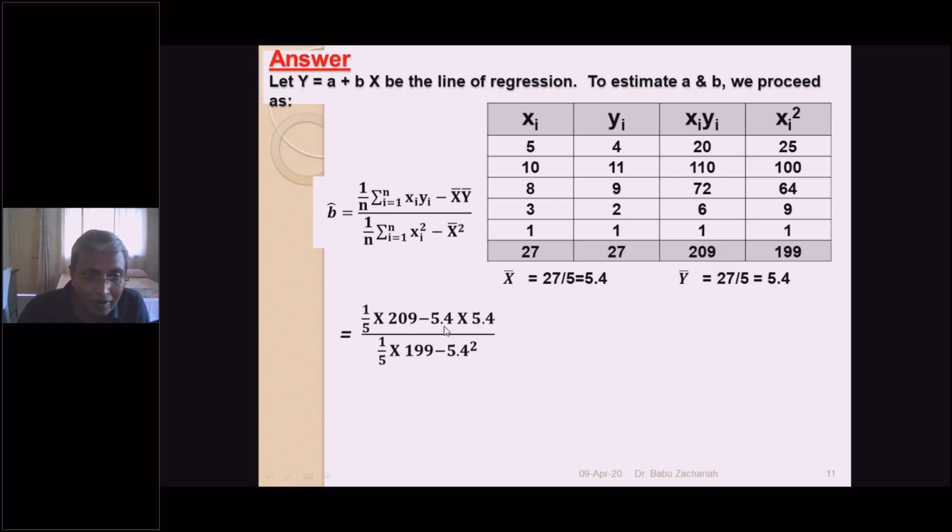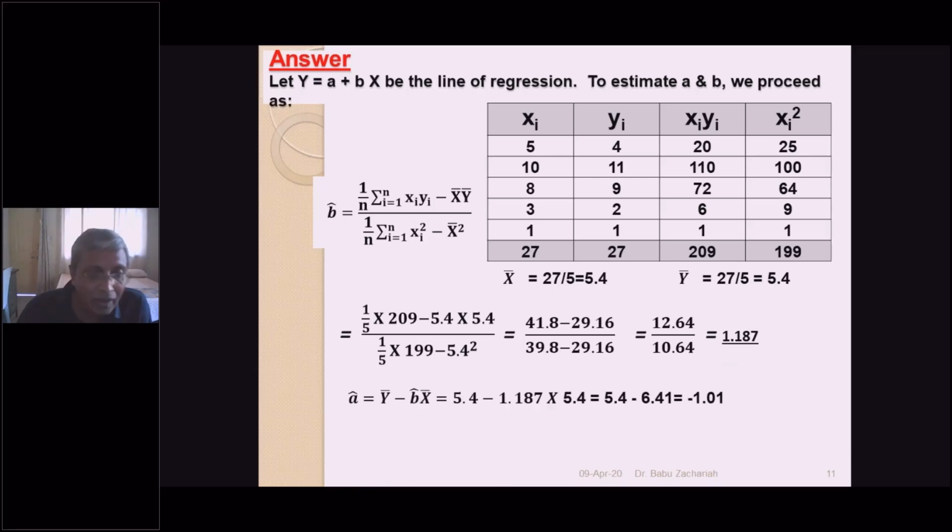Here x bar 5.4, y bar 5.4, and 1 by 5 into the sigma xi square 199 and 5.4 square. This on simplifying, 209 by 5 is 41.8. 5.4 into 5.4 is 29.16. 199 by 5 is 39.8. 5.4 square is 29.16. Further solving, I get this ratio. Finally, it is 1.187. So after that, I have to calculate a hat.